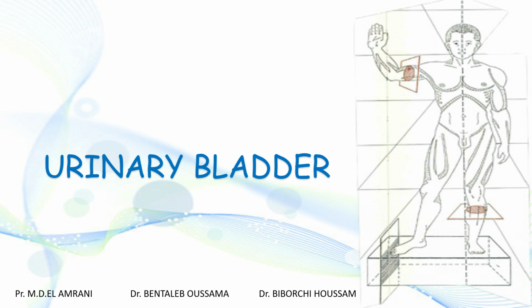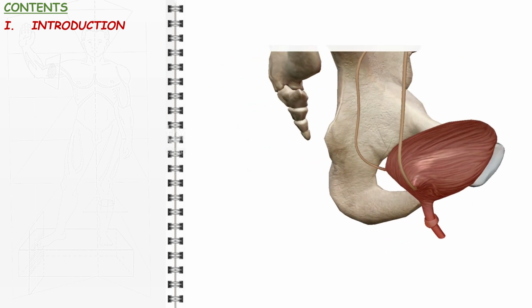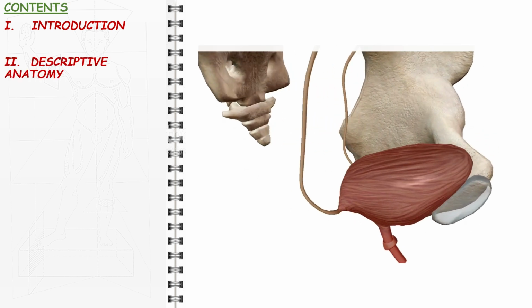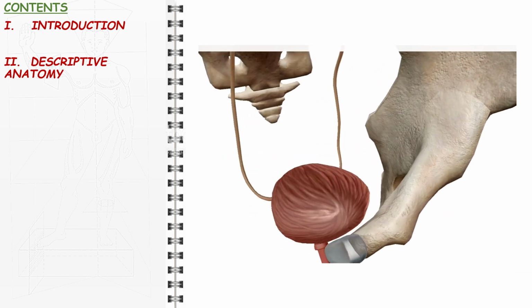In this video we will delve into the anatomy of the urinary bladder, a major component of the pelvic part of the urinary system. We will start with an introduction to the urinary bladder, providing its major role in micturition as a urine container and emptying system. Following that, we will focus on the descriptive anatomy of the bladder, distinguishing its different parts and their supports.